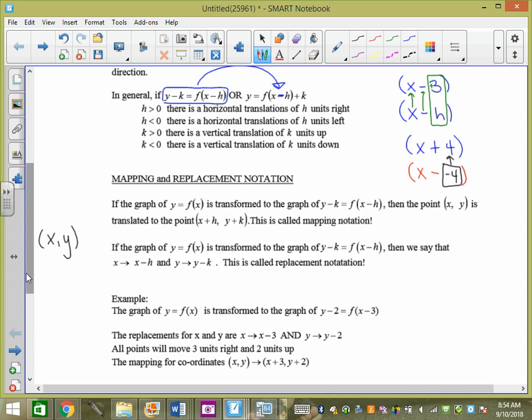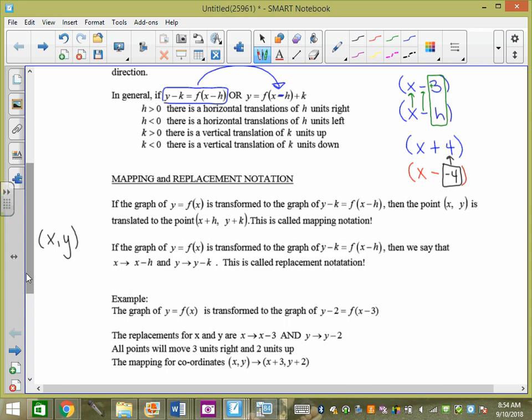Now, y is going to be my vertical translation. So if I move 6 down, I'm going to take that y value and I'm going to minus 6 from it, correct? Right now, mapping notation sounds silly because you could just add 3 to the x's and minus 6 from the y's. Why would I write out a mapping notation?